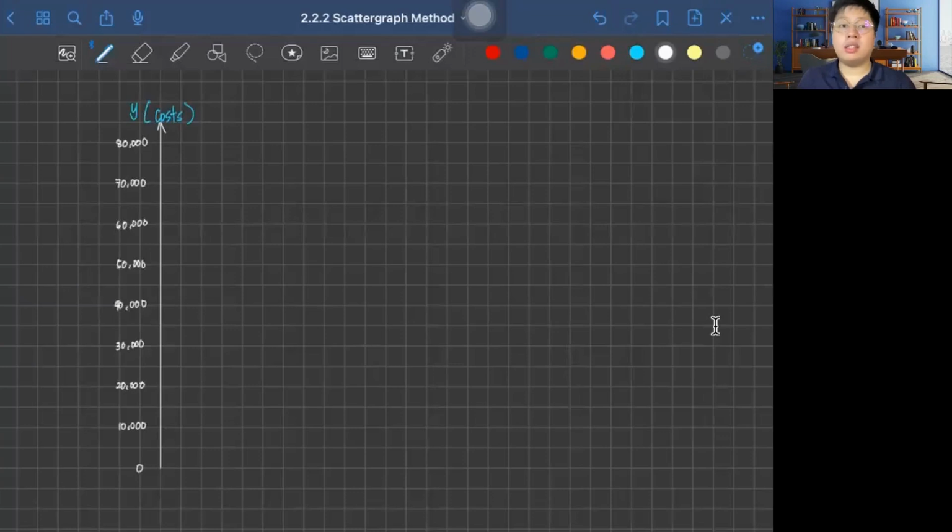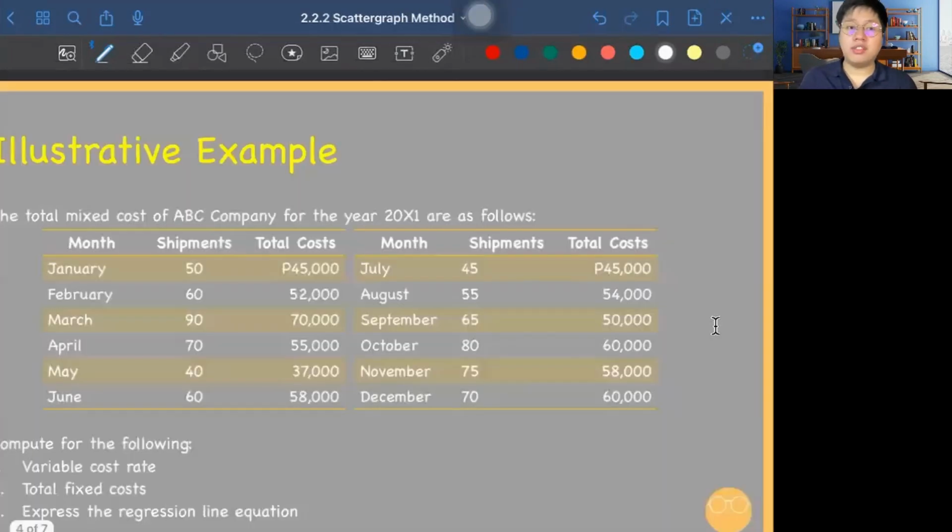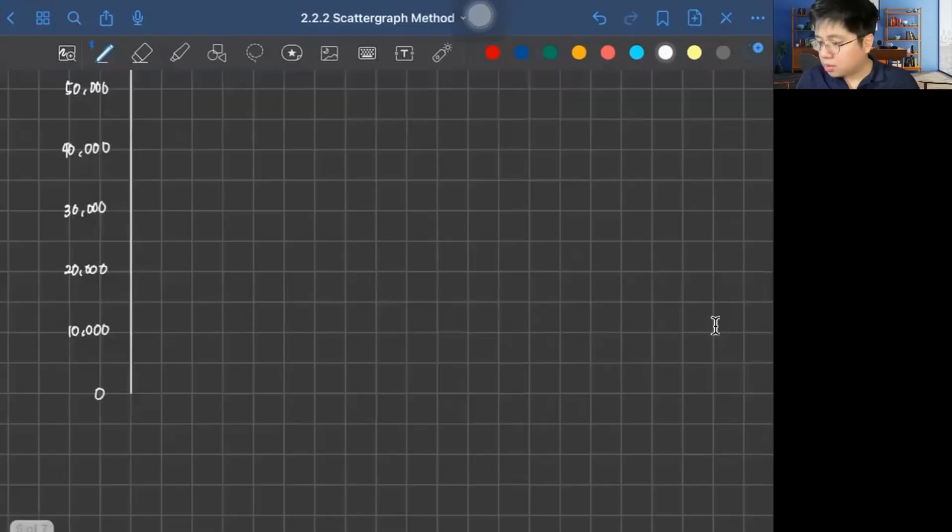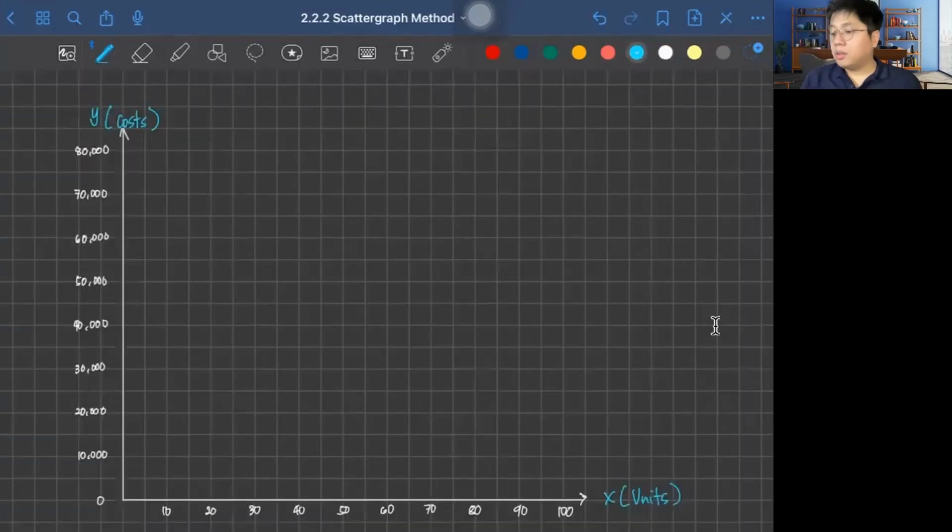Let's now scale the x-axis. Let's go back to the given. Here, our highest is 90, and our lowest is 40. Let's scale our graph by multiples of 10: 10, 20, 30, 40, 50, 60, 70, 80, 90, and 100. Now that we have our graph, again, the x-axis will be the units and the y-axis will be the cost. Then step number 2 is to plot the coordinates.